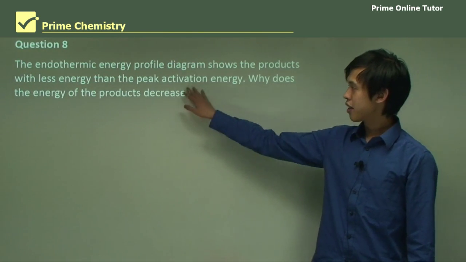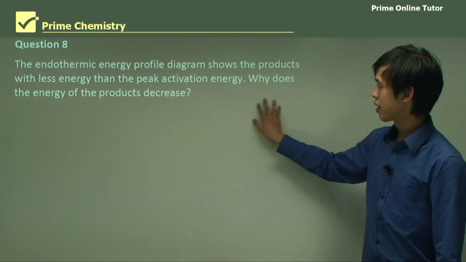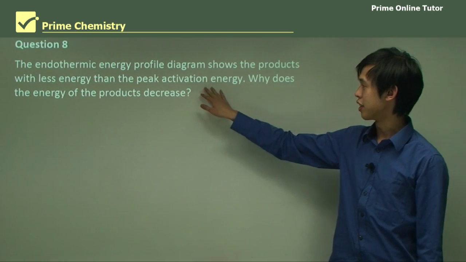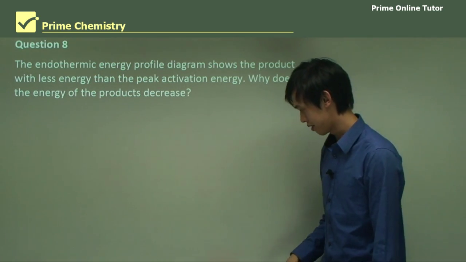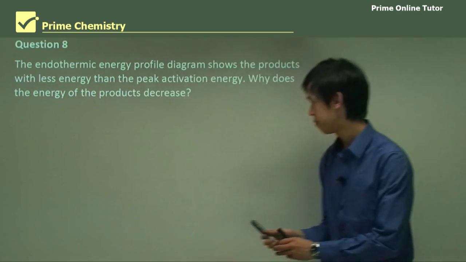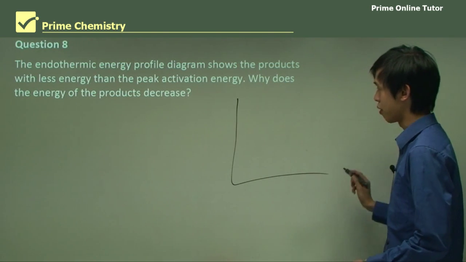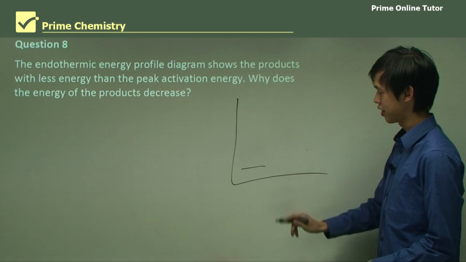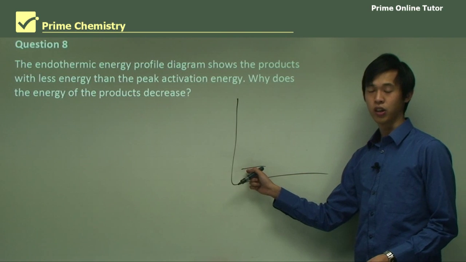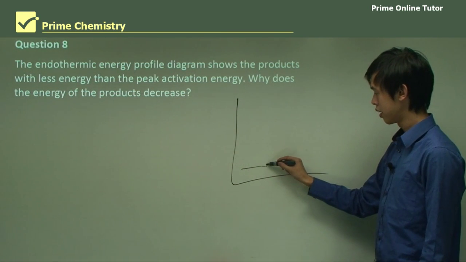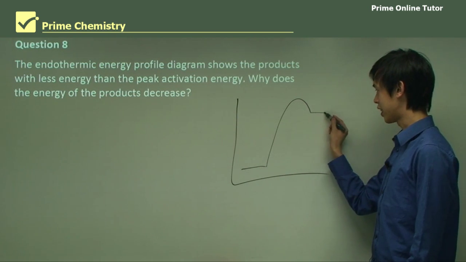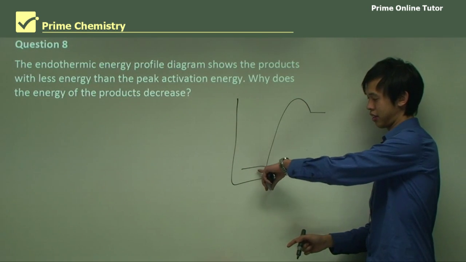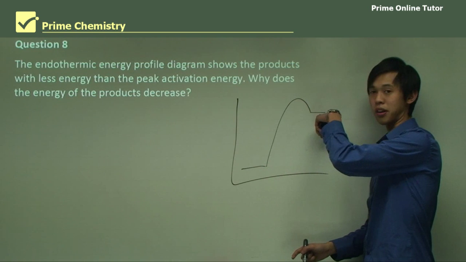Question 8. The endothermic energy profile diagram shows the products with less energy than the peak activation energy. So why does the energy of the products decrease? That's an interesting question. So if you look at the energy profile diagram of an endothermic reaction, you've got a low energy or low enthalpy at the start. Then it goes up, and there's a hump, and then it falls back down. Okay, so this is your reactants, and this is your products.